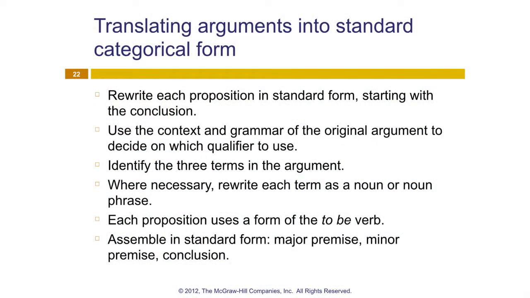Translating arguments into standard categorical form. Number one, we need to rewrite each proposition in standard form, starting with the conclusion. We need to use the context and grammar of the original argument to decide on which qualifier to use. And we need to identify the three terms in the argument when we're dealing with a categorical syllogism. Where necessary, we need to rewrite each term as a noun or noun phrase, and each proposition uses a form of the to be verb. We need to assemble these in standard form with a major premise, a minor premise, and a conclusion.